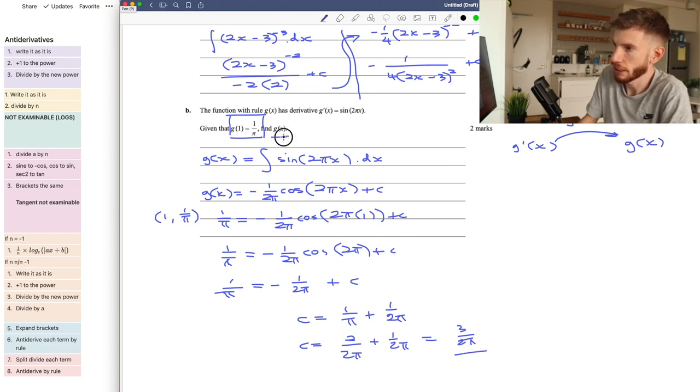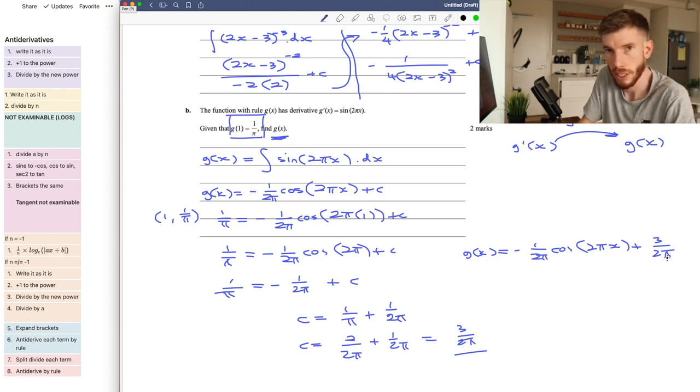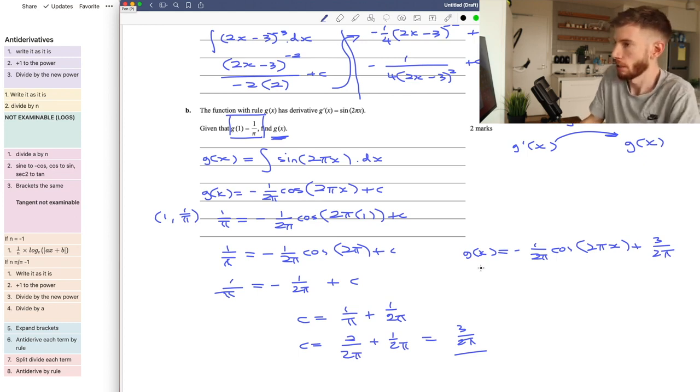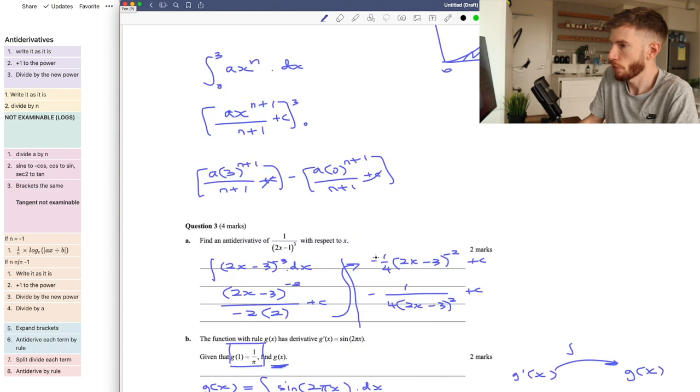And so always check, it is asking us for g of x, so then we'd have to state that. So g of x equals, now that we've got c, negative 1 on 2 pi cosine 2 pi x plus 3 on 2 pi. And there's our g of x. And there we go. So that's everything through it.